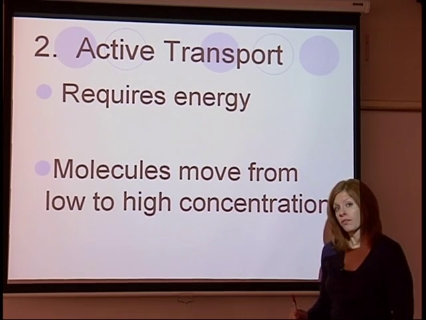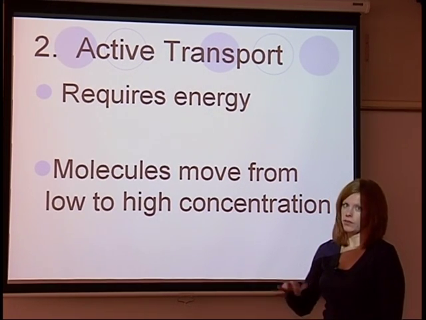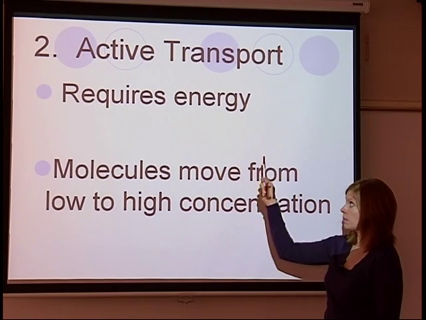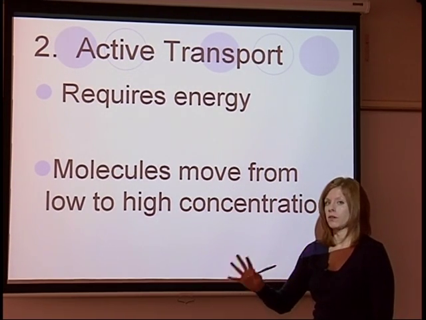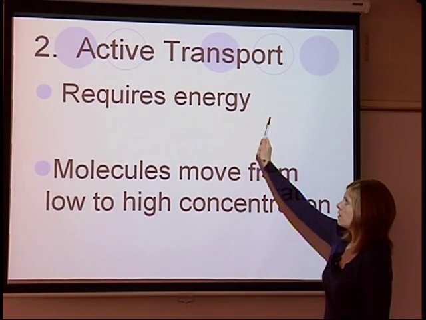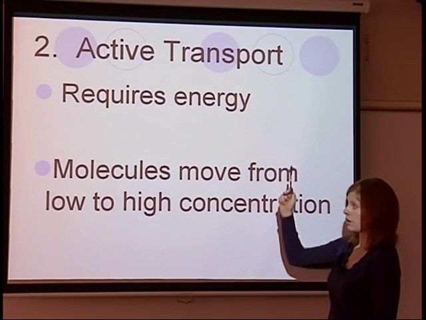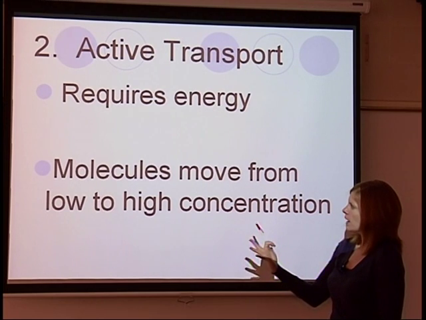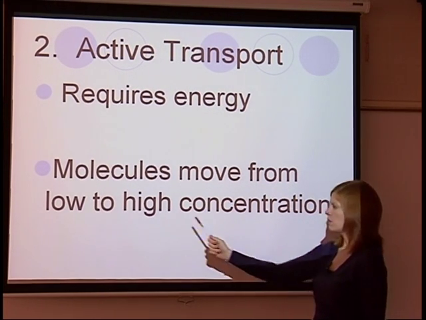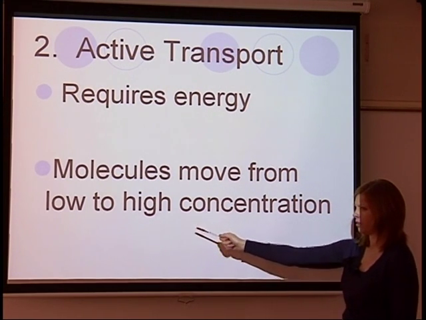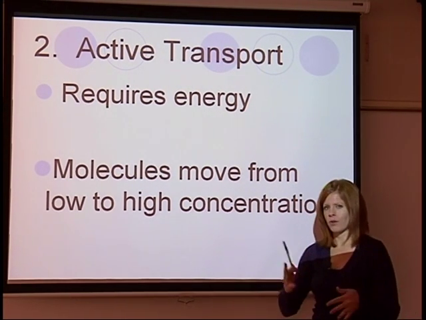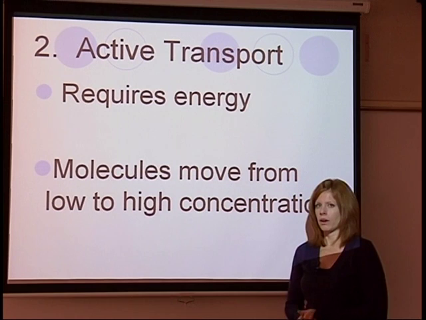The second type of transport of how things are going to go into or out of the cell is called active transport. All of those we just talked about were passive. They required no energy. This is active. It does require energy to occur. What you have going on here is molecules moving from where there's less, or a low concentration, to a high concentration. It's against their natural motion, so it does require energy.